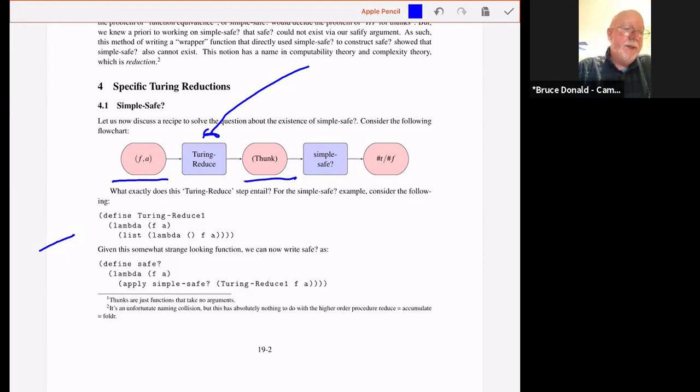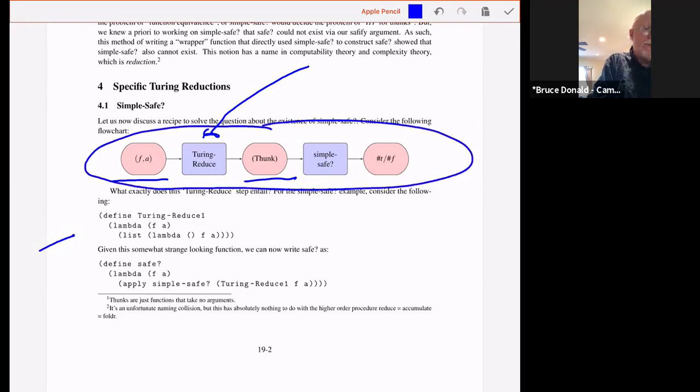Now, the reason this is kind of neat is that once we have this chain, we're allowed to compose functions. Do you know what it means now to compose functions? We've done it in Scheme and we've done it with mathematical functions. You can compose these two functions to actually write safe. And I've done that like this. So look what we've done here. To write safe, I take the output of Turing reduce one above, which is a thunk, and I apply simple safe to it. And then this chain of things will solve the halting problem.